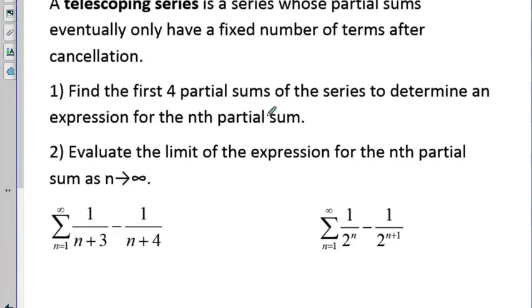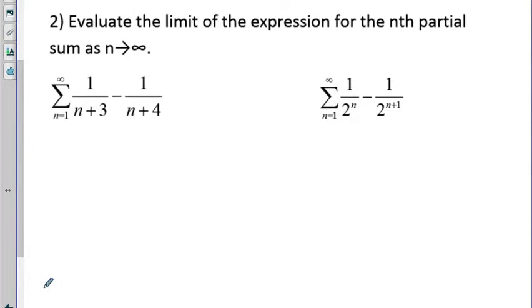Okay, so we're going to use this process to find the limit, so to actually find the actual sum. So I'm going to show you another way to do this. I'm going to find my fourth partial sum right away. Here's how you do it. I'm going to start with substituting my first term in. So my first term is 1/4 minus 1/5.